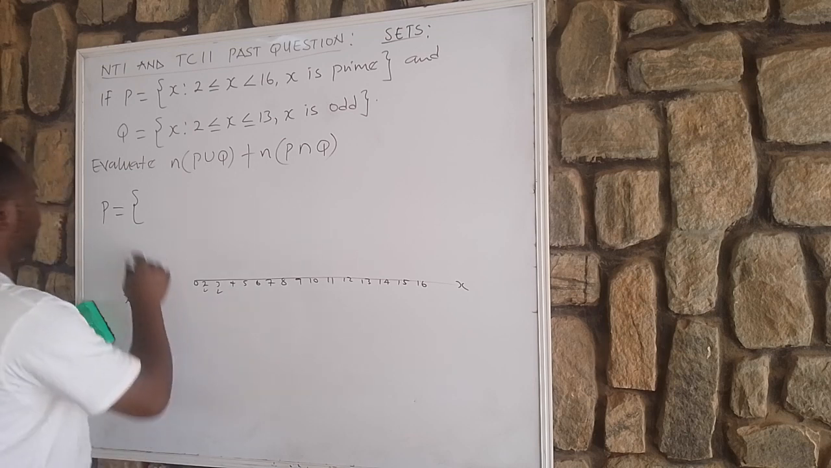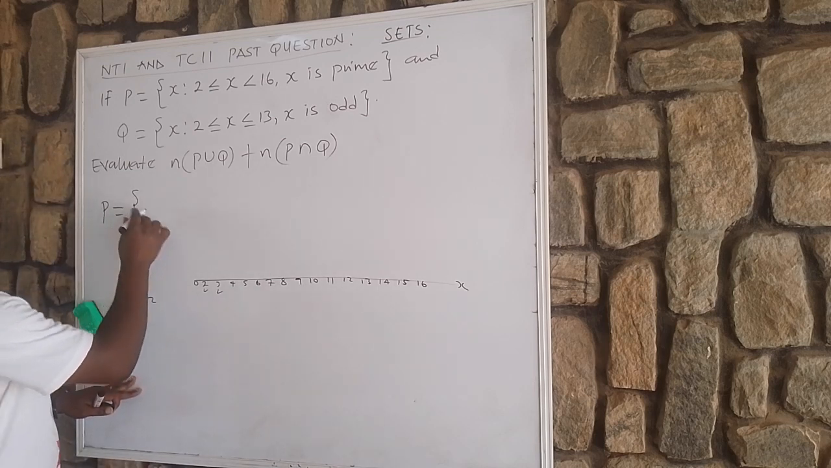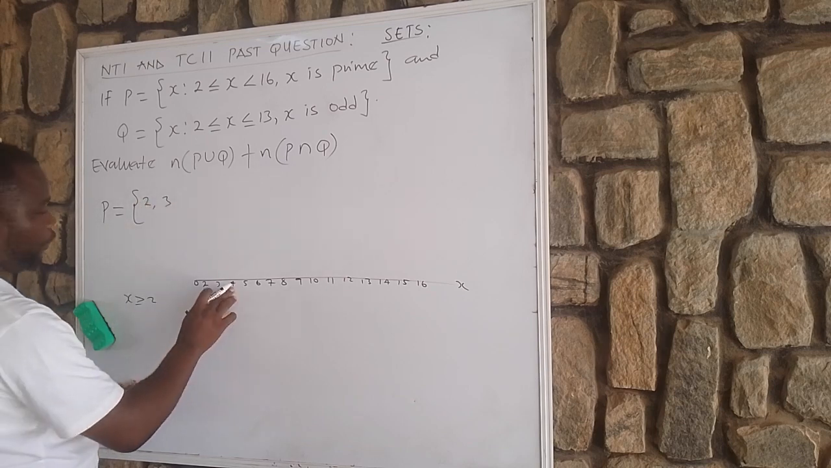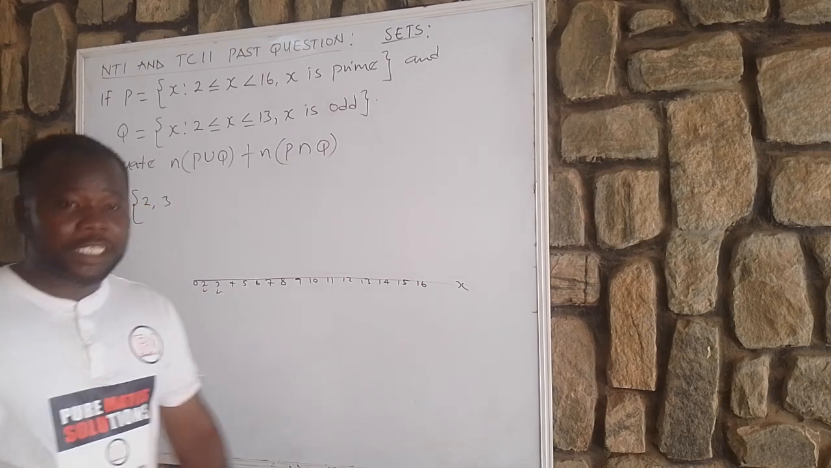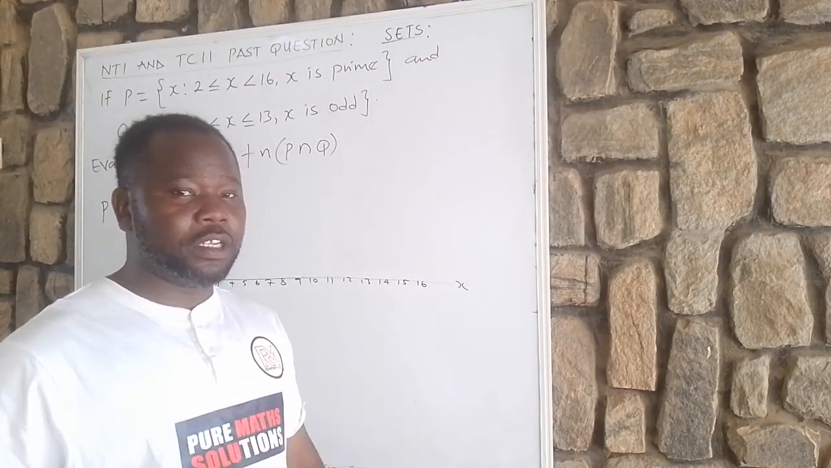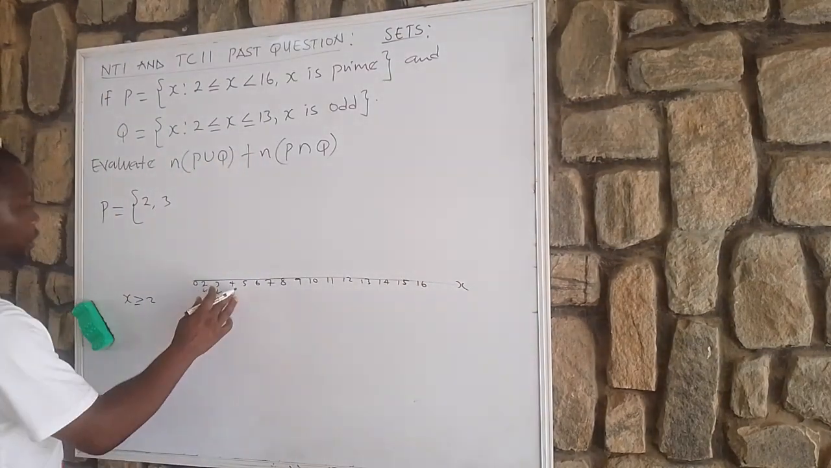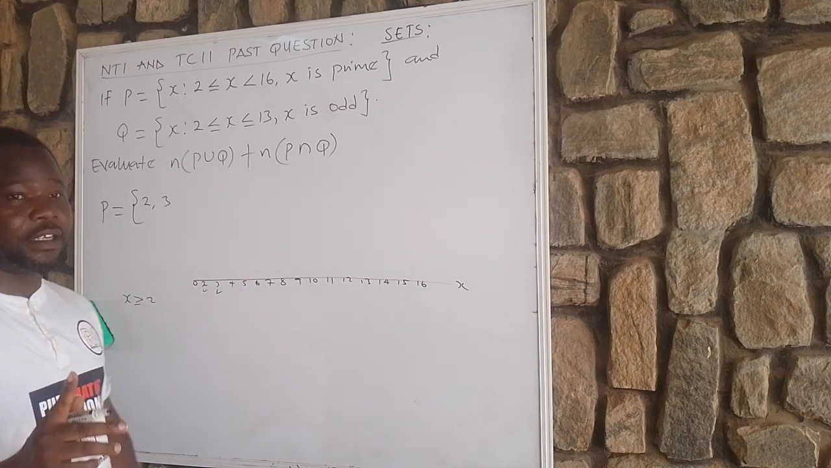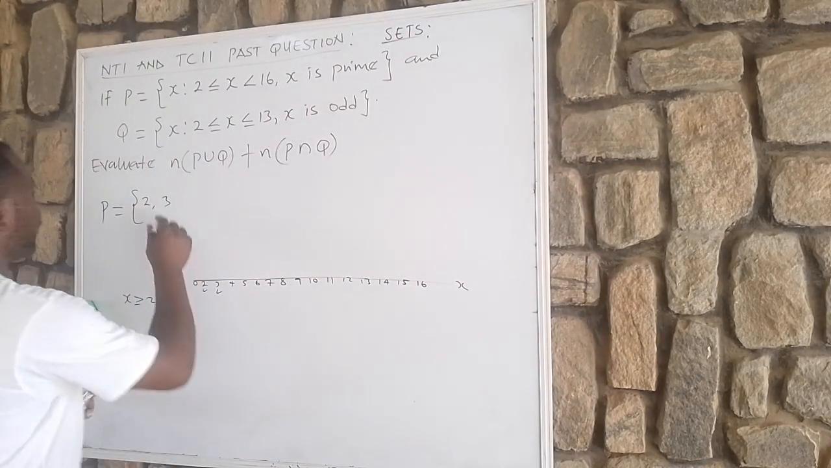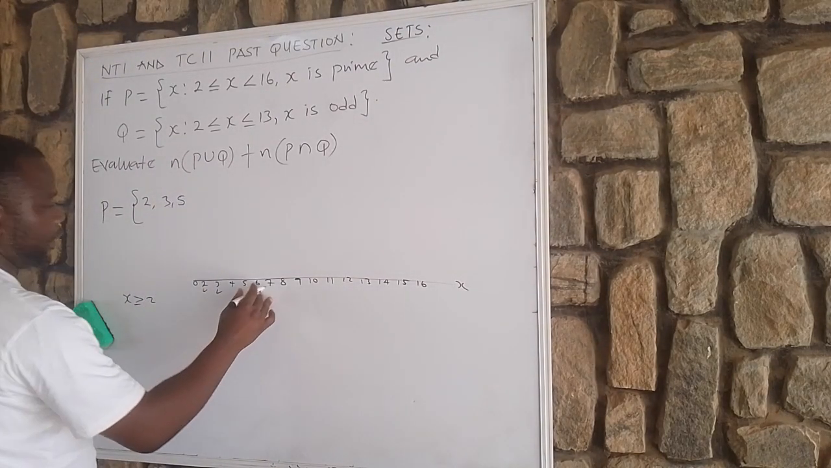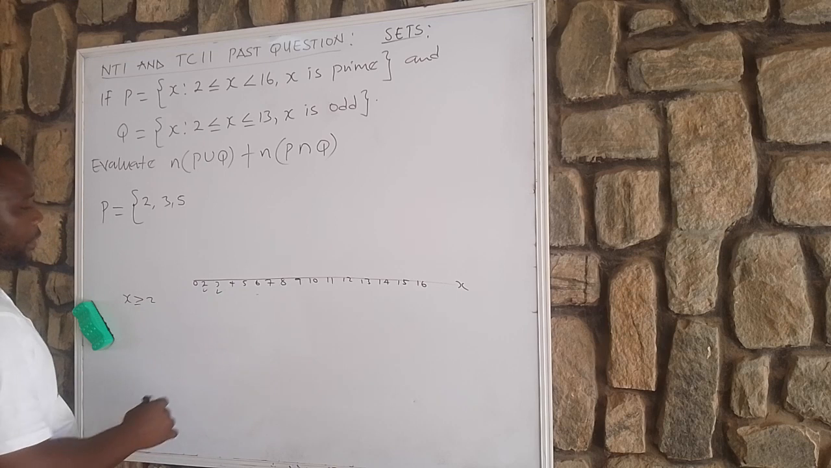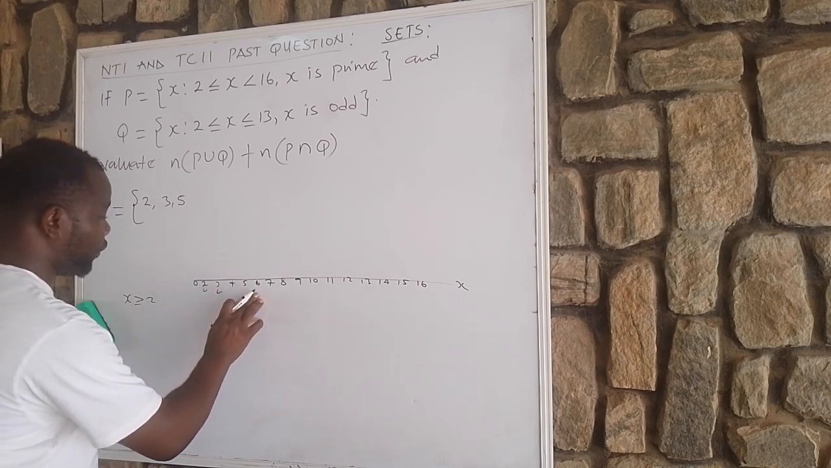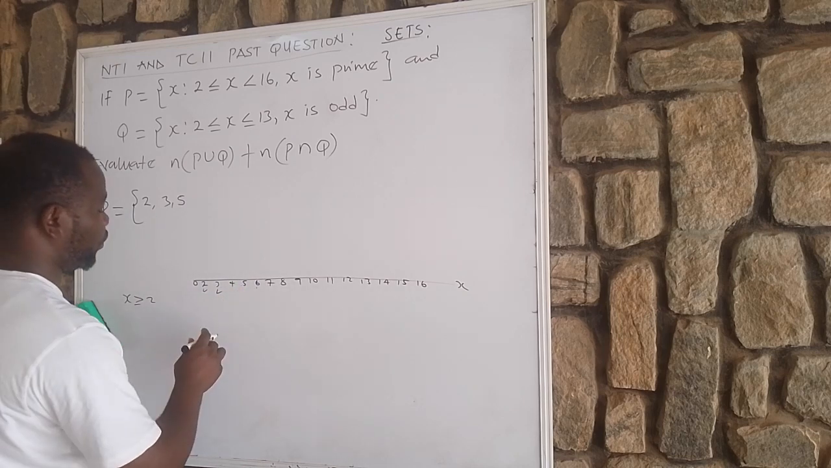We tick. So here set P will now be 2, 3. 4 cannot be divided only by itself and 1; it can be divided by 2, true or false? So we cannot go for 4. 5 can be divided only by itself and 1, true or false? 5. 6 can also be divided by 2 and by 3, so we cannot go for 6.